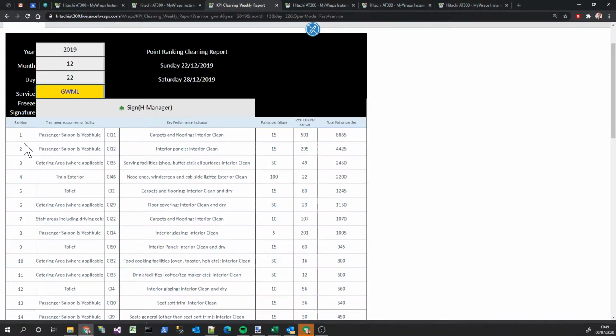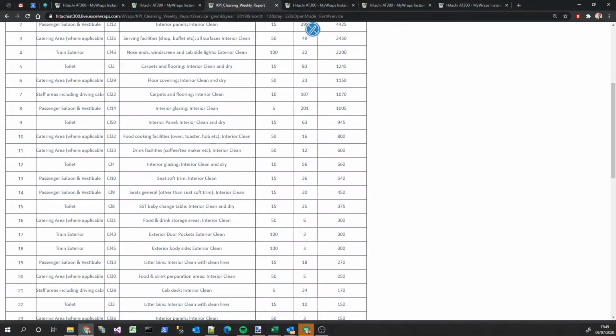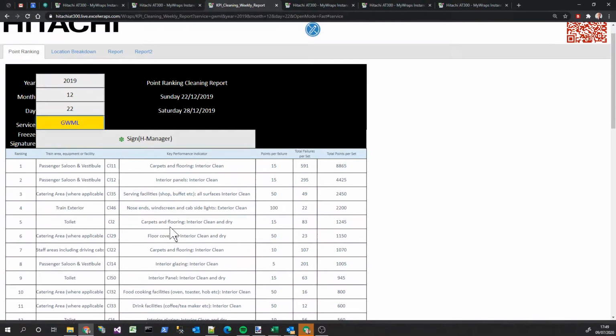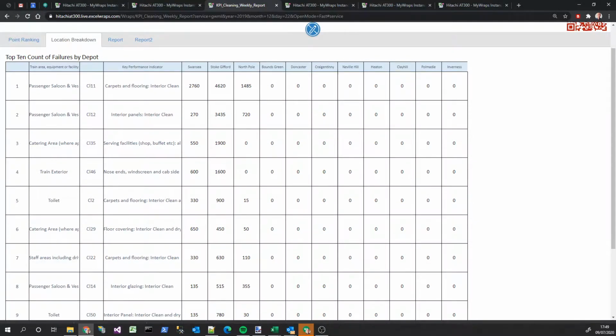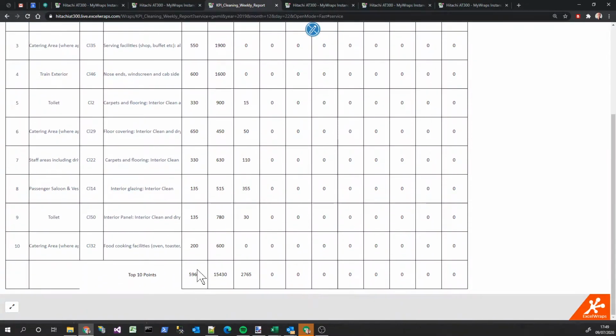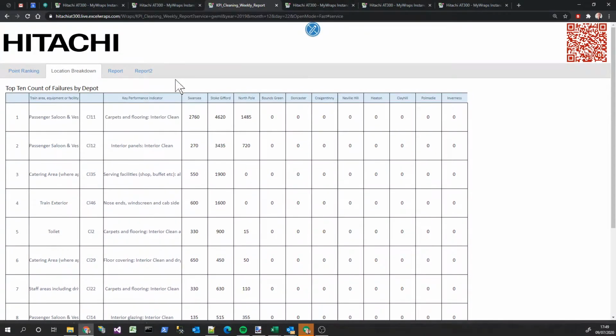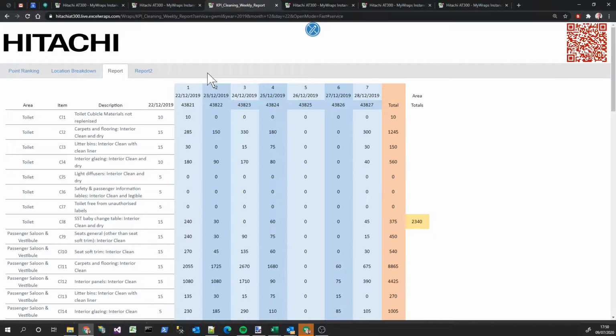And this is actually 1 to 10. These are ranking all the faults, but the top 10 are here. The location breakdown is for the top 10. We've got the top 10 reports there, and this is where the faults were found, and we've got here a total for each depot. That's a piece of information that's quite interesting. And then we've got some of the detailed numbers here.